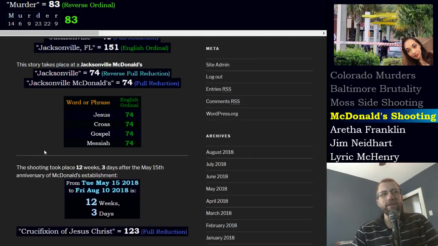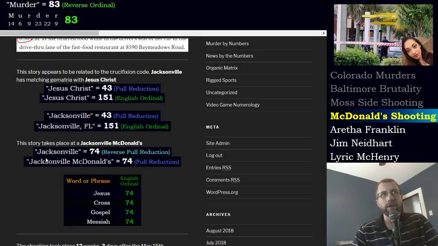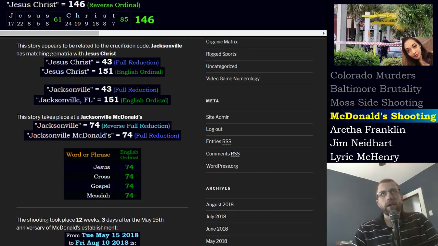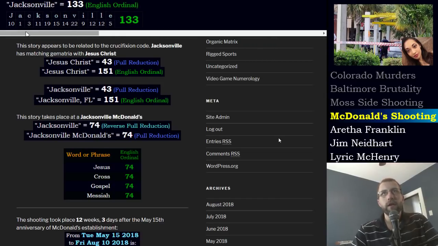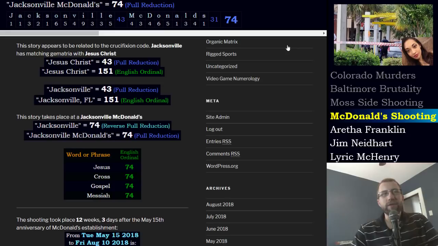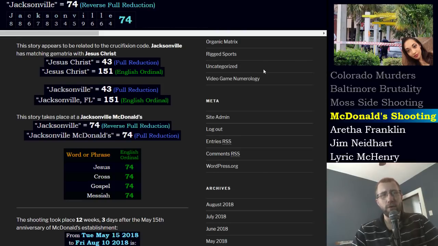Now, so many of these deaths are centered around the crucifixion code, and this does seem to be the case here. Jesus Christ sums to 43 and 151, reduction in ordinal. Jacksonville equals 43. And Jacksonville, Florida, when abbreviated, equals 151. In fact, this was a Jacksonville McDonald's. This sums to 74 in reduction, just like Jacksonville on its own, 74.